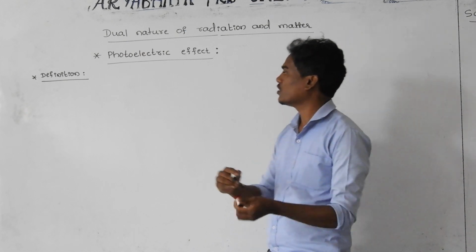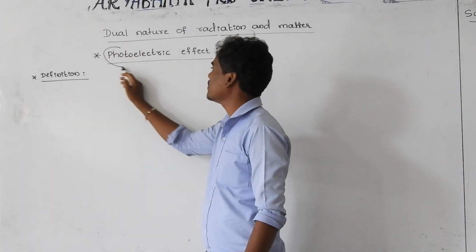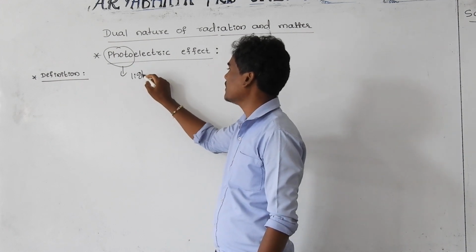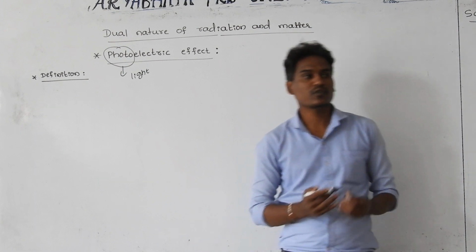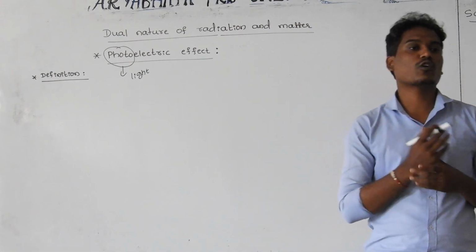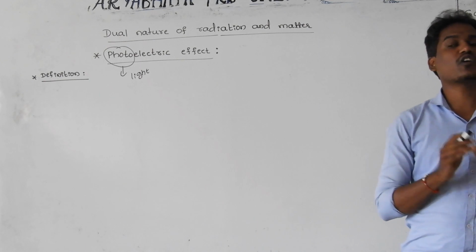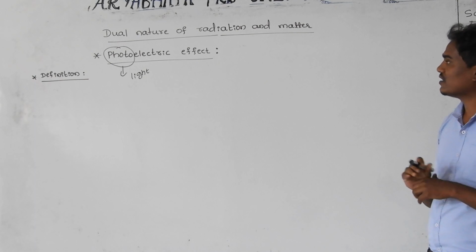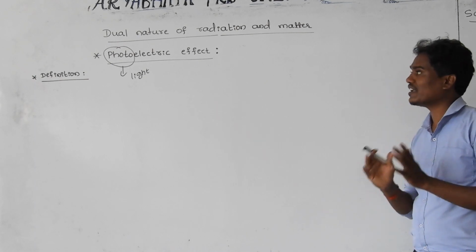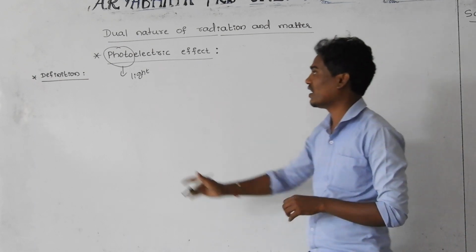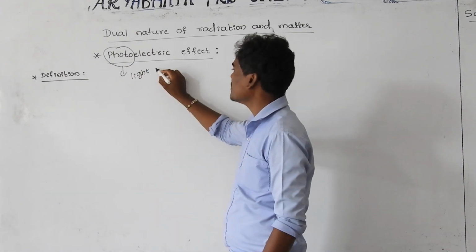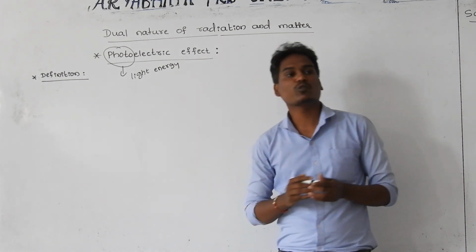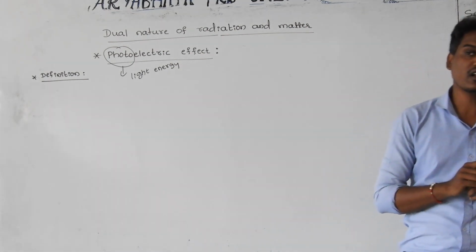Here, first of all, photo means light. By using light energy, we are going to emit electrons from the surface of the metal. That phenomenon is called the photoelectric effect. That's why the title is photoelectric effect. Photo means light energy.